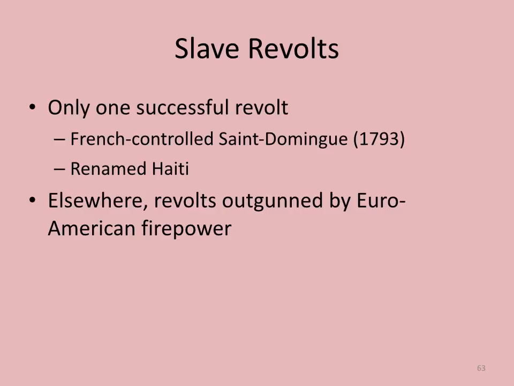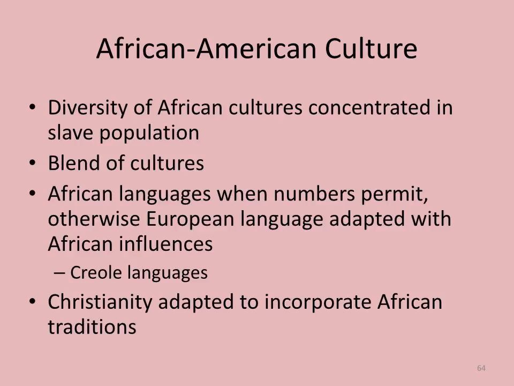Now, the French are going to control Santo Domingo in 1793. It is the only place with a majority of slaves where the rulers were successfully overthrown. It's going to be renamed Haiti once the revolt is successful. However, elsewhere, revolts were outgunned by European American firepower and were put down very, very harshly. We're going to see that Jamaica is actually going to be another island that has a slave revolt and is successful at it, but that's a little later on.